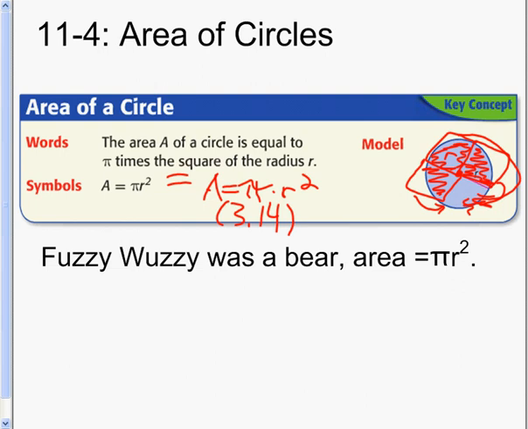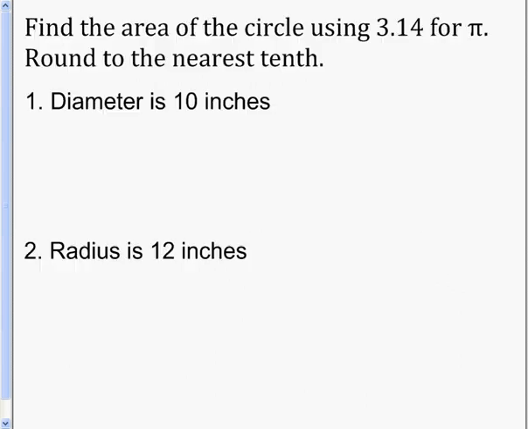Also, the phrase "Fuzzy Wuzzy was a bear, area equals pi r squared" is a great reminder to help us remember that area equals pi r squared. So going on, another thing we need to remember is if we have diameter, we can't use diameter like we did with circumference. We need radius. So we need to divide diameter by 2 on both sides here to find out that our radius equals 5.